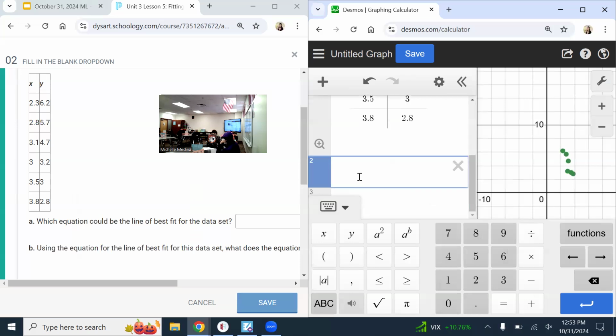Someone remind me what buttons I press. How do I make it give me the line? What buttons do I press?